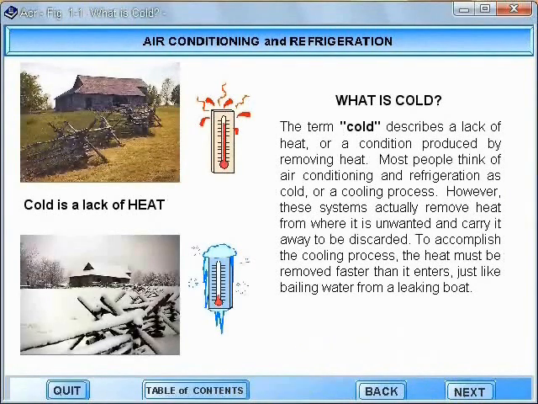The term cold describes a lack of heat, or a condition produced by removing heat. Most people think of air conditioning and refrigeration as cold, or a cooling process. However, these systems actually remove heat from where it is unwanted and carry it away to be discarded. To accomplish the cooling process, the heat must be removed faster than it enters, just like bailing water from a leaking boat.